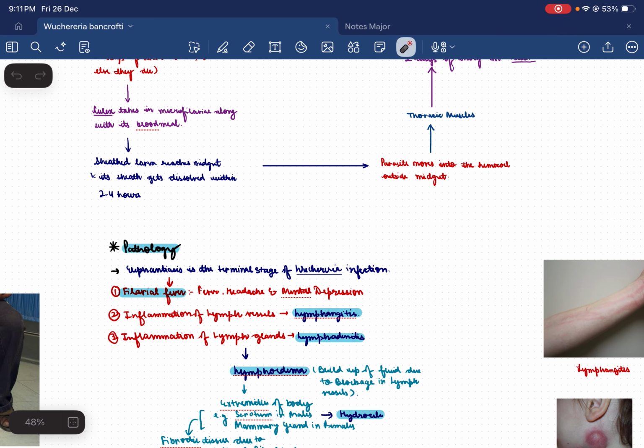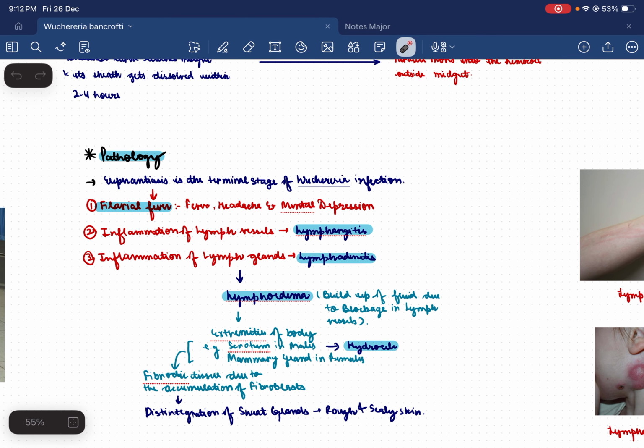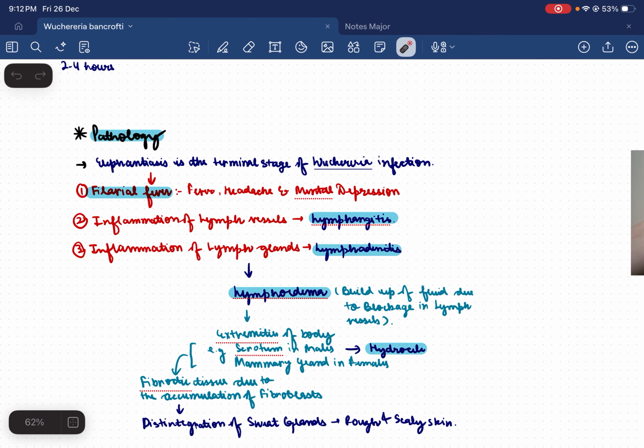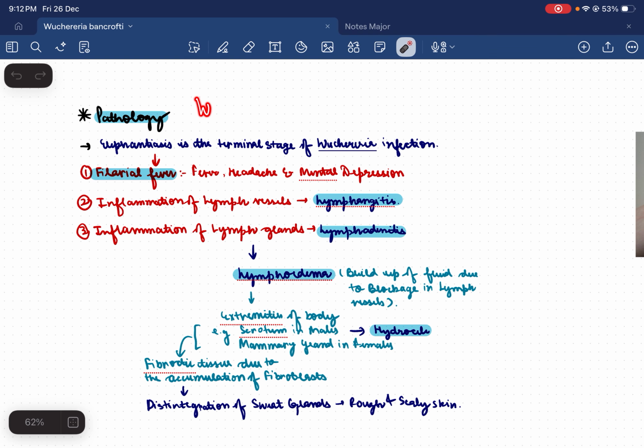Let's quickly look at the pathology of the filarial worm also, this Wuchereria. So when you think of Wuchereria bancrofti, elephantiasis comes to mind. But that is not the whole story, because elephantiasis is the terminal stage of Wuchereria infection. It starts off very slowly with filarial fever. You'll have fever, you'll notice a headache, also mental depression, which is quite novel. Then inflammation of lymph vessels happens, which is lymphangitis.